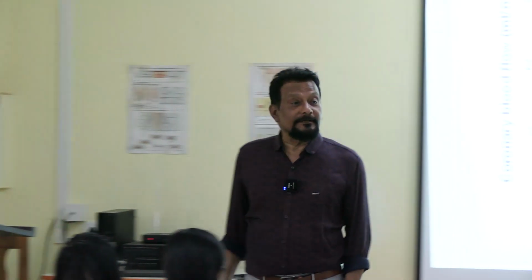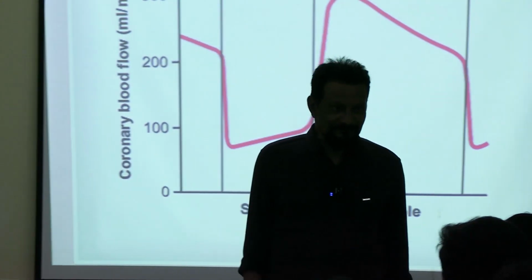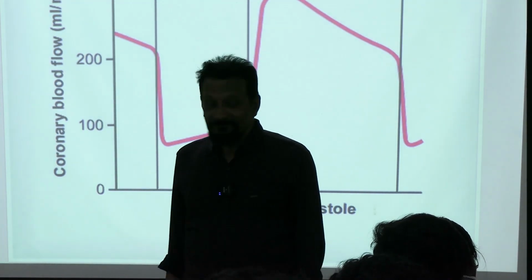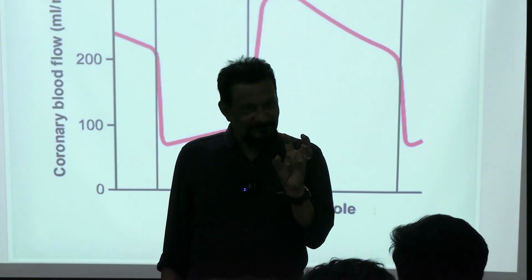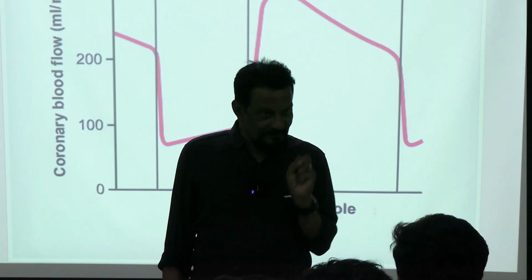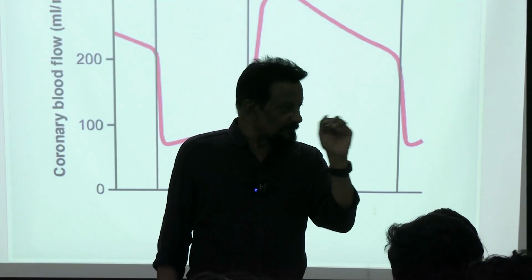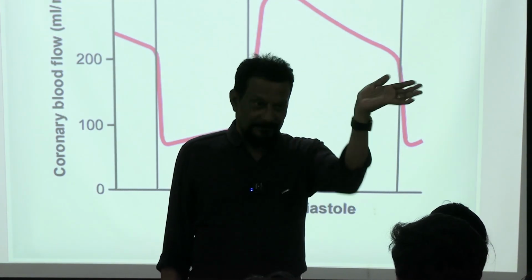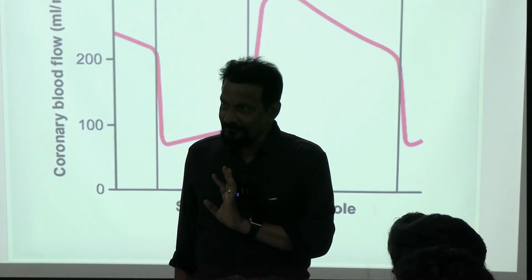Main function of the heart? Pump. How does it pump blood? Through systole and diastole. Systole means contraction of the ventricles or auricle. Contraction of the auricle sends blood to the ventricle. Contraction of the ventricle sends blood to the aorta and pulmonary artery. Okay?